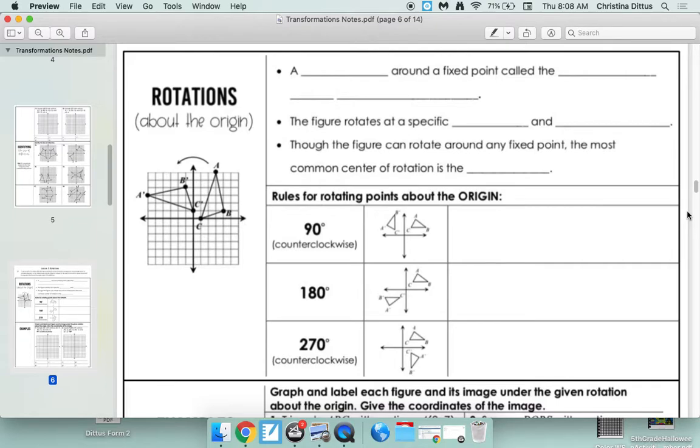Anyways, a rotation is a turn. So you had reflection was a flip, translation was a slide, and now a rotation is a turn around a fixed point called the center of rotation. When we rotate, the figure rotates at a specific angle, that's your degree measure, like we have these rules, and a certain direction.